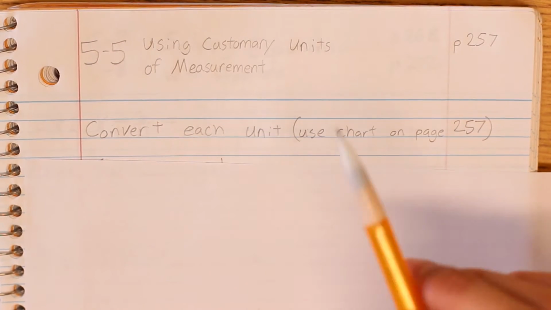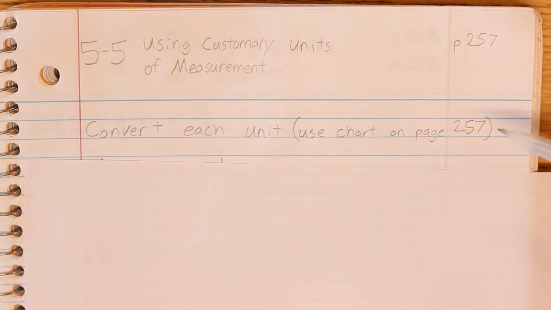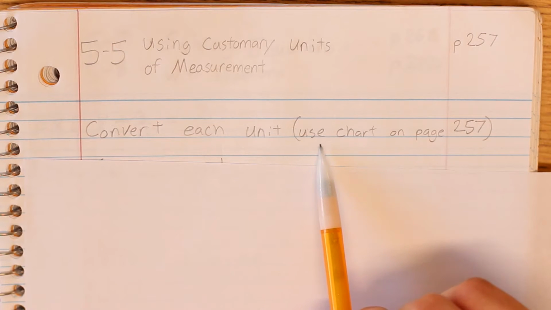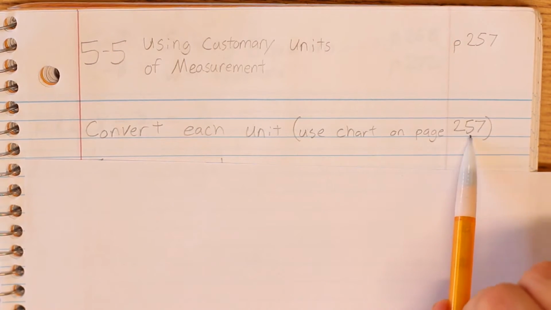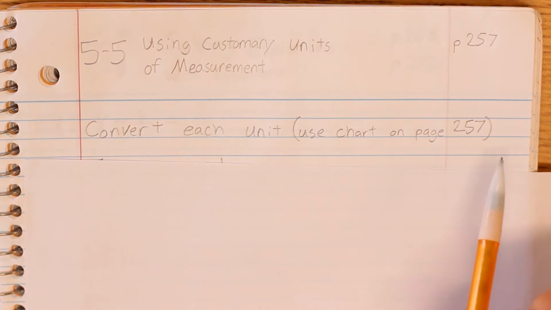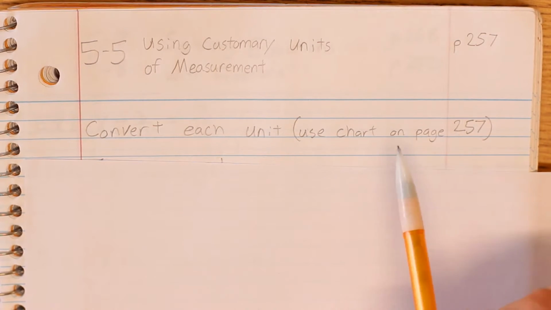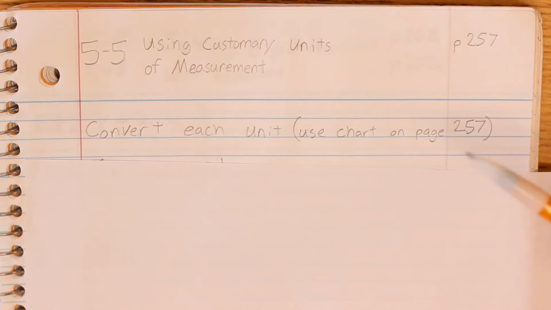Now, in this section, there's a lot more actual problems that we'll be doing, but we're going to spend more time in class going over what those problems can look like. Right now, I just want to show you the basics of how to convert. You might want to open up your textbook to page 257, because there's a chart on there that might be really helpful for you to use. You don't have to copy it down if you don't want to, but it is a very helpful chart to have and to start knowing some of those conversion things.